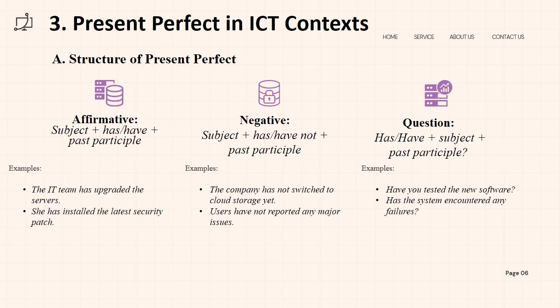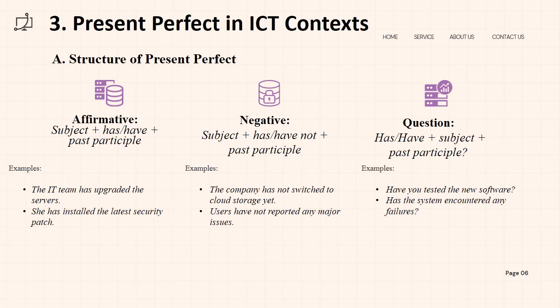Now let's move to the present perfect in ICT context. Let's see first its structure. For the affirmative sentences structure, we use the subject plus the verb to have in the present simple, that is to say, have with all the persons, and has with the third person of singular, he, she, or it, plus the past participle, which is the verb plus ed for regular verbs, and the past participle of irregular verbs, which is on the list of irregular verbs that I have already mentioned earlier.